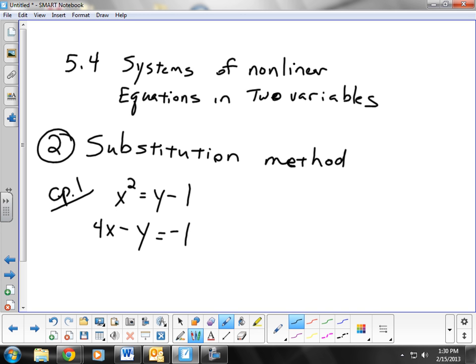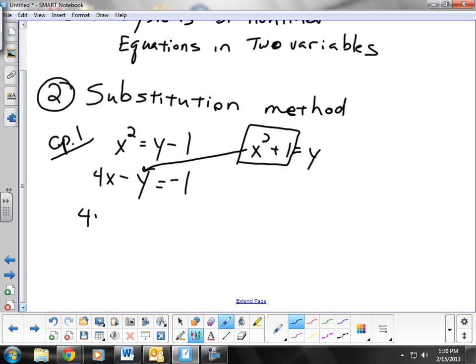So I can't leave it like this. But what I can do is take this equation and solve it for y, right? So y equals x squared plus 1, that's the same equation as x squared is equal to y minus 1. Now I can take that expression that I just came up with for y and plug it into my second equation. So I have 4x minus (x squared plus 1) equals negative 1. And don't forget, anytime you're doing substitution, put parentheses around what you're substituting in so it makes it easier for you to see what you're doing. That way you won't lose signs.